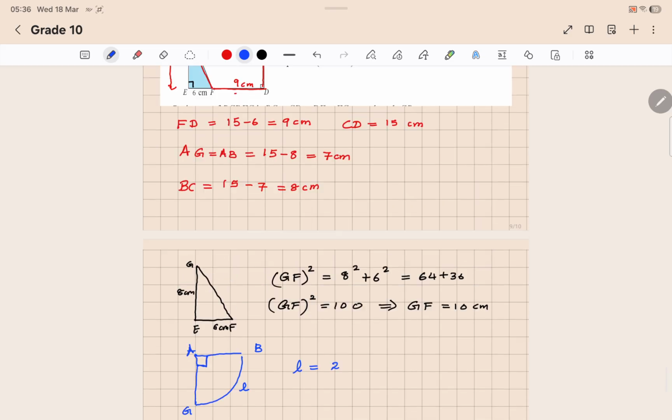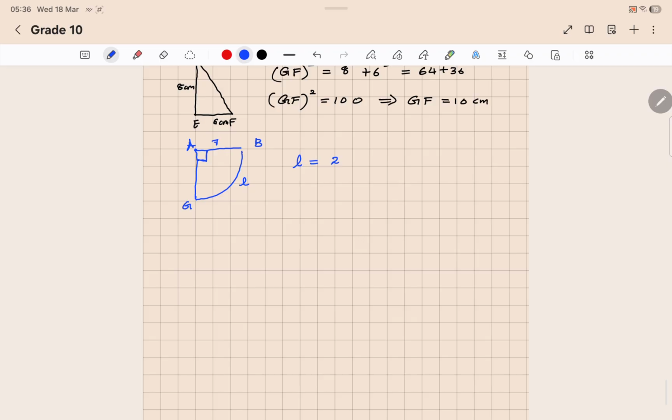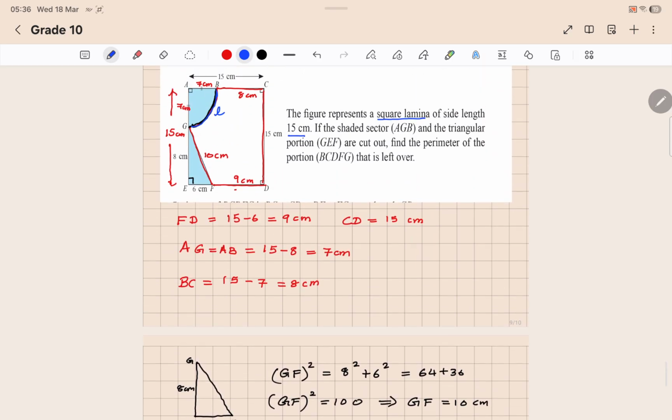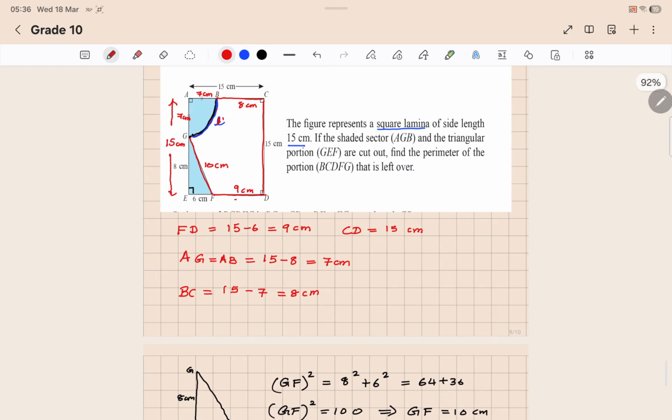2 pi r. What is the radius? 7. 2 pi times 7 times 90 over 360. So 2 times 22 over 7 times 7 times 1 over 4. Cancel. So 22 over 2, or 11 centimeters. So BG is 11 centimeters.